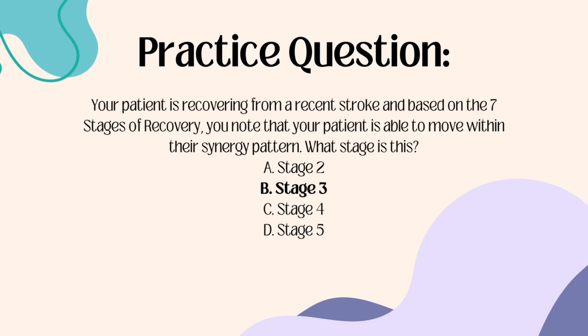A is stage 2. That is when a synergy pattern is developing. Stage 3 is when there's voluntary movement within the synergy pattern. Stage 4 is when spasticity decreases and someone can move outside of the synergy pattern. And stage 5 is an independent limb movement, further decreasing in that specific synergy pattern. So, if your patient is moving within their synergy pattern, that's how you get B, stage 3.